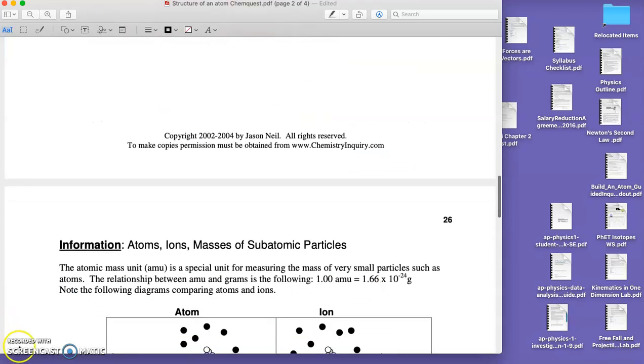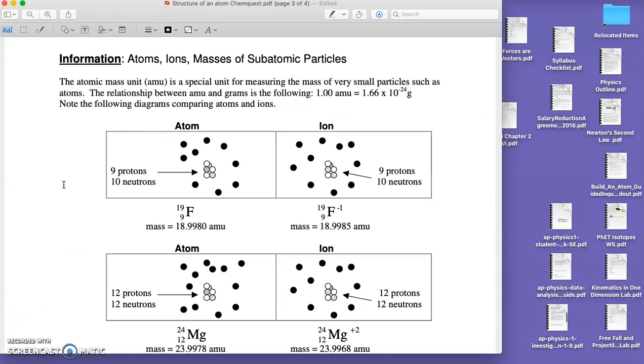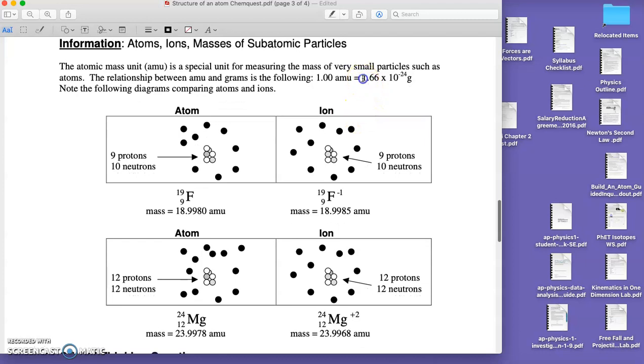So that's page 1. All right, so page 3, atoms, ions, masses of subatomic particles. The AMU is called the atomic mass unit, and we use that because atoms are so small that a single AMU, and you can see this, is 1.66 times 10 to the negative 24 grams. That is very, very small. If we tried to use that to measure masses of atoms, we would be dealing with really, really small numbers, and the math would get very hard to deal with, especially with all those exponents. So what we've done is we made one AMU equal to that number, 1.66 times 10 to the negative 24.